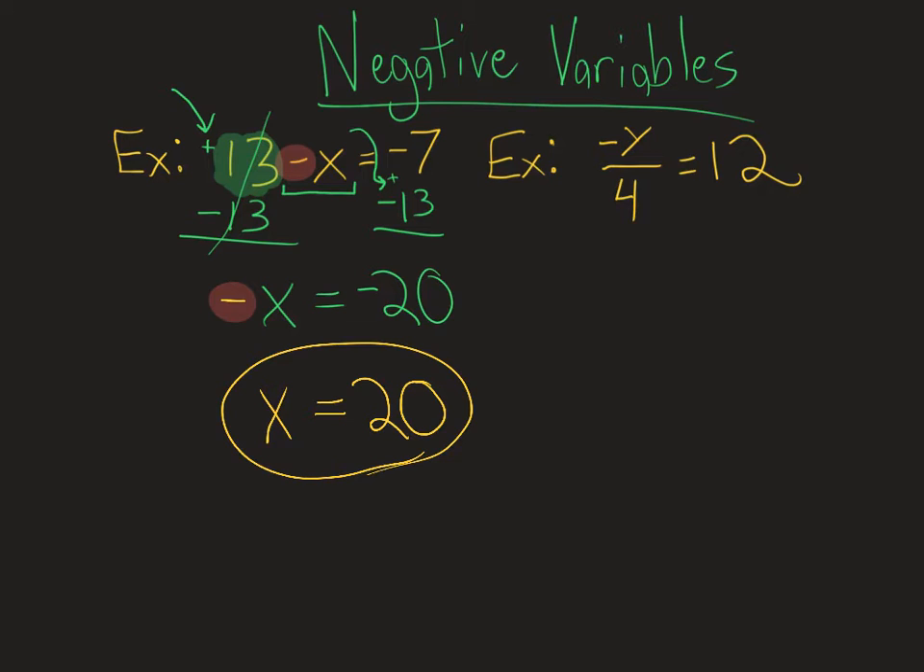I bet you're all saying 20. Good job. It is as simple as that. You can cancel the negative on both sides. It's as simple as that. All right, let's look at the second one.